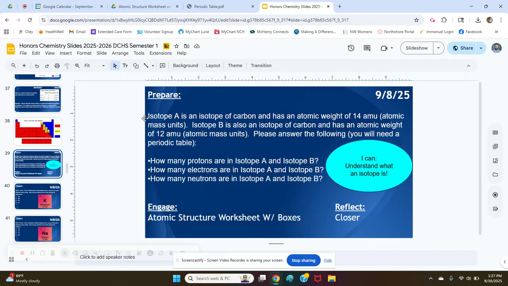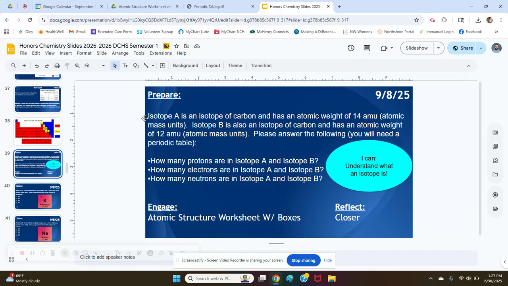Isotope A is an isotope of carbon and has an atomic weight of 14 atomic mass units. Isotope B is also an isotope of carbon and has an atomic weight of 12 atomic mass units. Please answer the following. You'll need a periodic table. Okay, pause it now. Try to answer it.